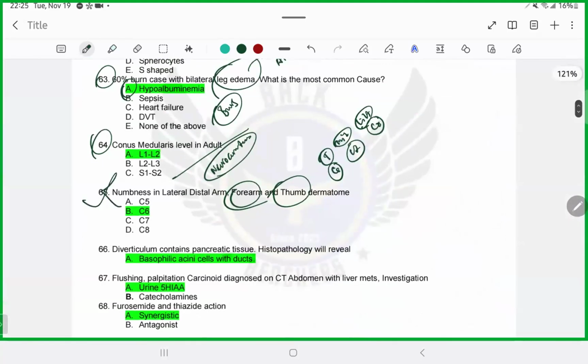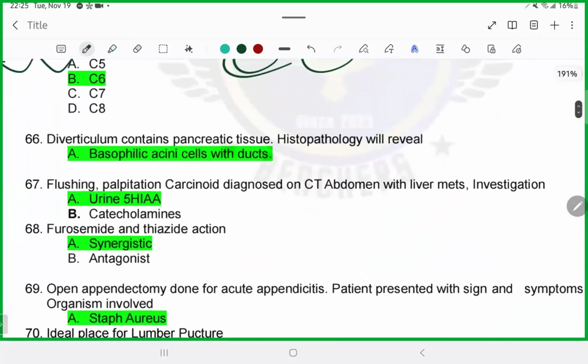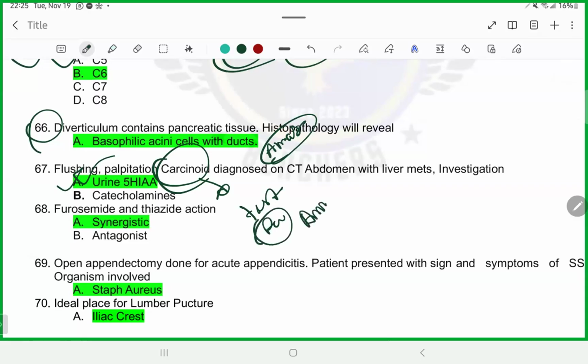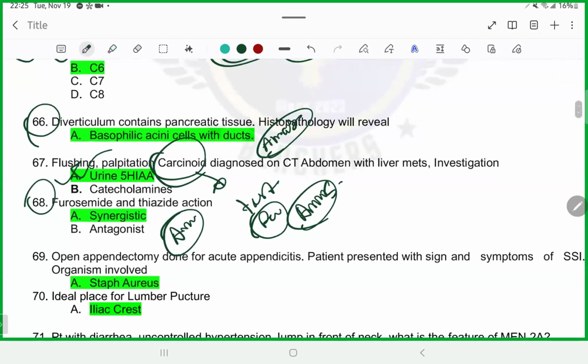Just see the dermatome picture from our notes. Diverticulum contains pancreatic tissue. Histopathology will reveal it. Just memorize it as it is from our arrows. You will find it in our arrows. Flushing, palpitation, carcinoid. Just test for carcinoid. Nothing to explain from our arrows. We have it in our pathology, but right now don't go through all the notes. Just study the arrows. Furosemide and thiazide action is synergistic, from our arrows. They do the same thing.